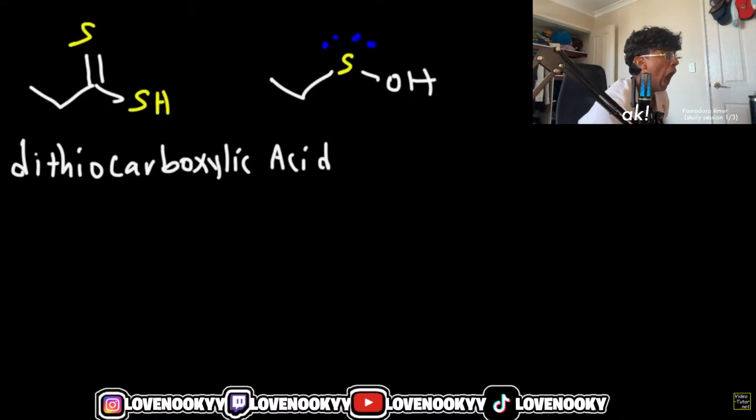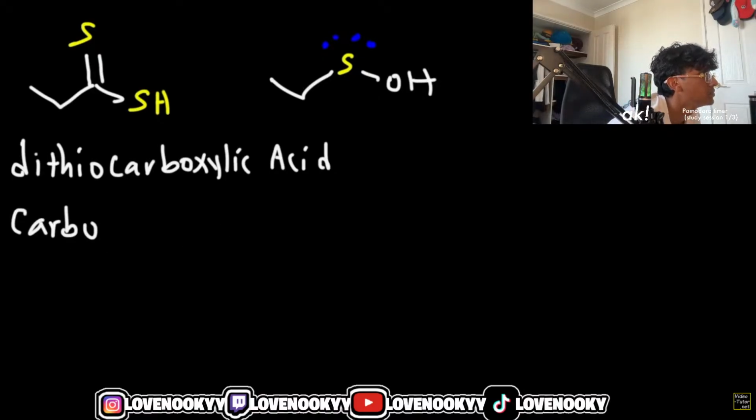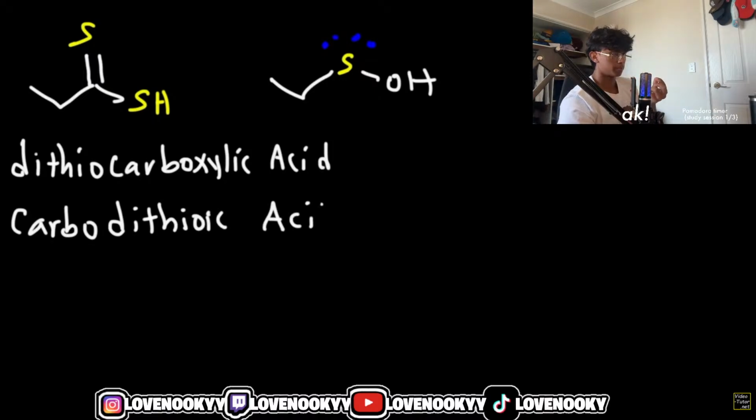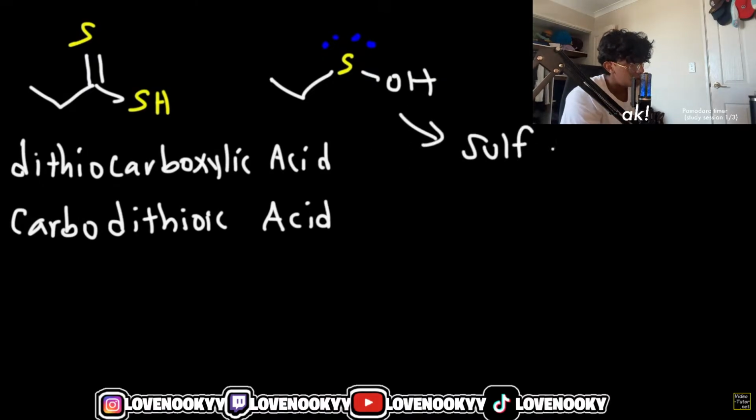You can also call it carbodithioic acid. Now this one is still an acid. We have an OH group attached to a sulfur, so this hydrogen is still relatively acidic. But this is called a sulfenic acid with an E. So instead of sulfonic acid, sulfenic acid.